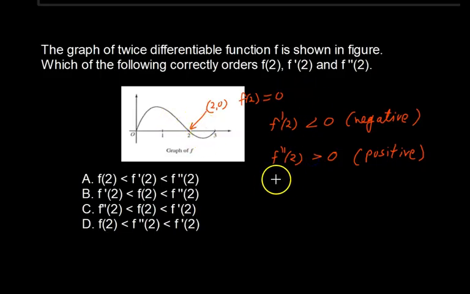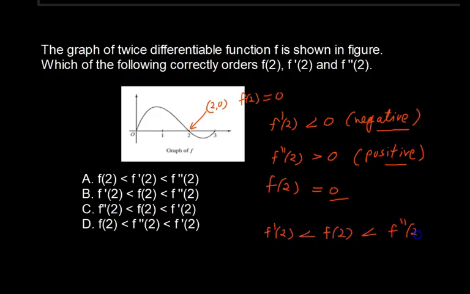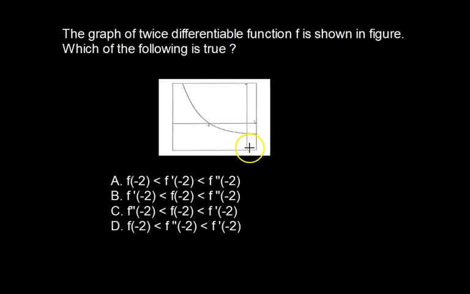Now we write these values in correct order. First we write the negative value, then 0 and then positive. So the correct option out of the given options is the second one. This one is the right option. Now let's work on a similar problem.